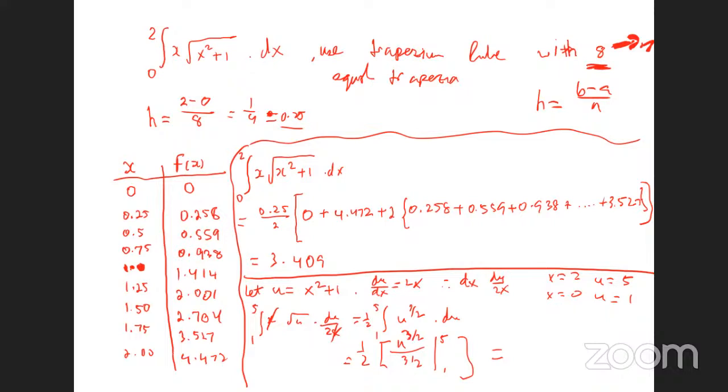And according to the book, they have 3.393. Right? And as I said, that's the main problem. The main problem is figuring out how many trapezia to use. Right?